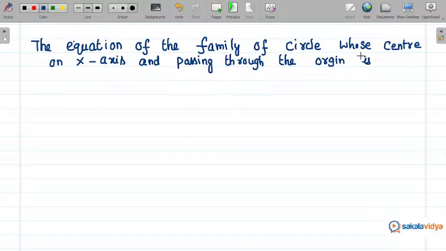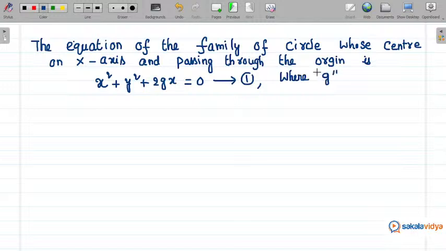Is x square plus y square plus 2gx, because f is 0, the y term will be absent, 2gx, c is also 0. So x square plus y square plus 2gx is equal to 0, equation 1, where g is a parameter. That means it contains only one parameter. So that is why we need to eliminate this g. How to eliminate g? Just by differentiating, that is all.